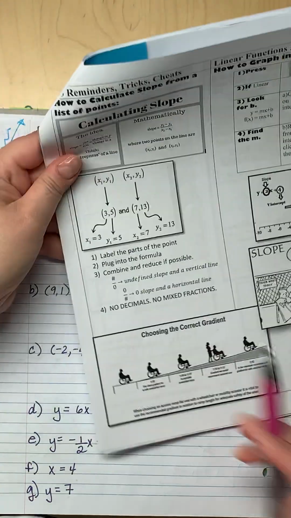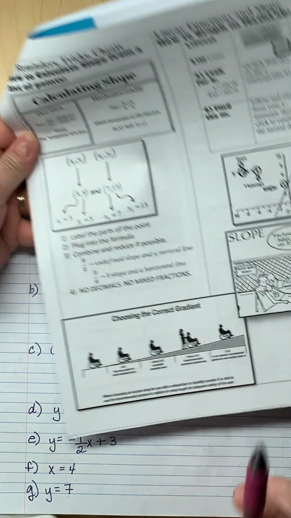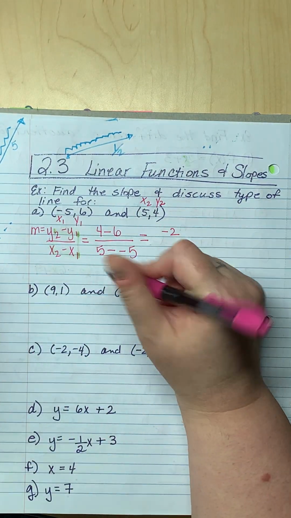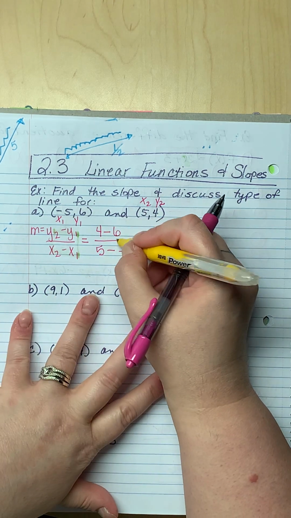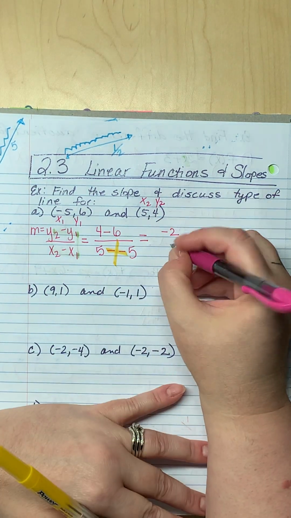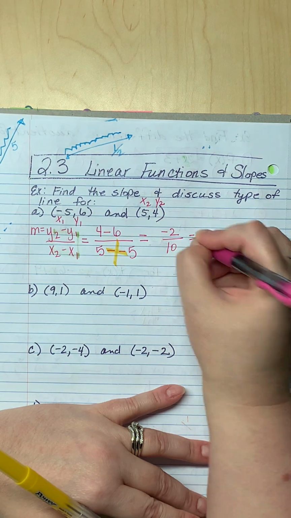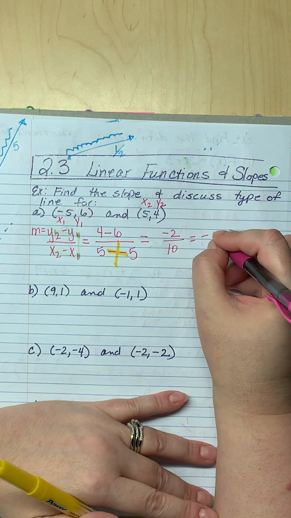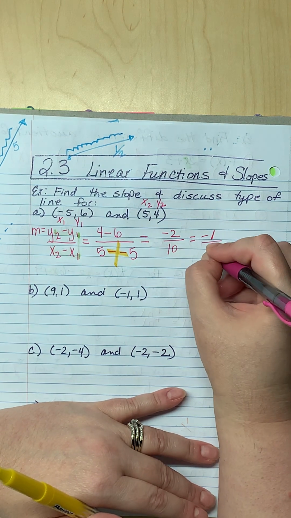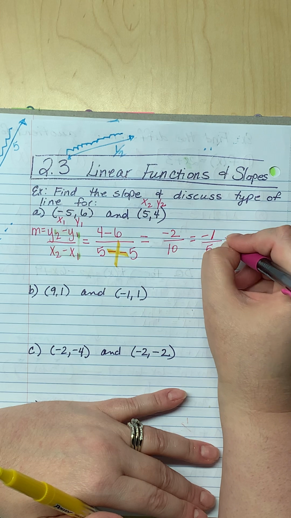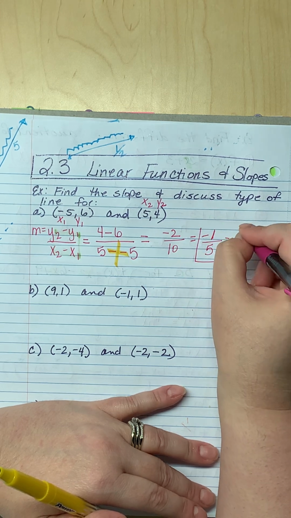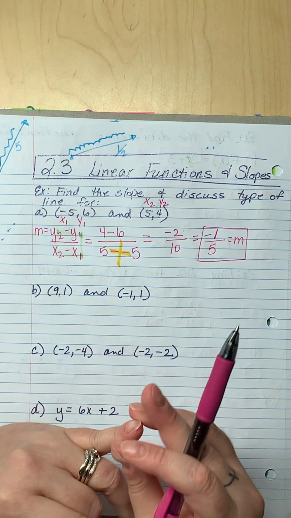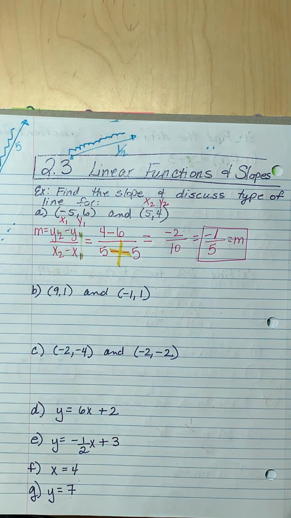Step 3 says combine and reduce if possible. So 4 minus 6 is -2. On the bottom, these double negatives make a plus, and that gives me a 10. And then I think I can reduce that by 2, and it makes negative 1 over 5. And hey, that's my slope. In your homework, you would just write -1 divided by 5. Done. Okay, and then it said discuss the type of line.